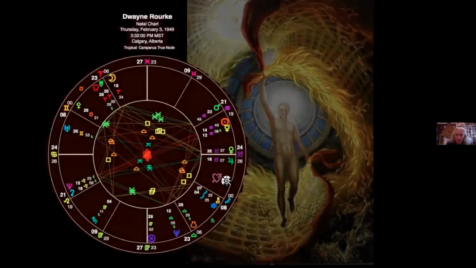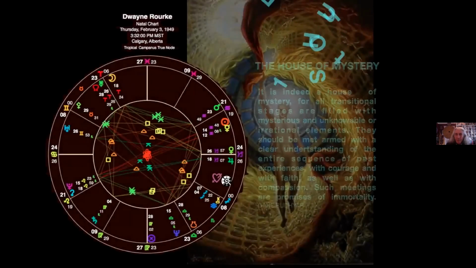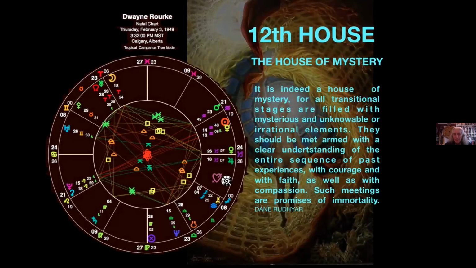So my natal chart, 12th house, the house of mystery. And a quote from Rudyar: "It is indeed a house of mystery, for all transitional stages are filled with mysterious and unknowable or irrational elements. They should be met armed with a clear understanding of the entire sequence of past experiences, with courage and with faith, as well as with compassion. Such meetings are promises of immortality."